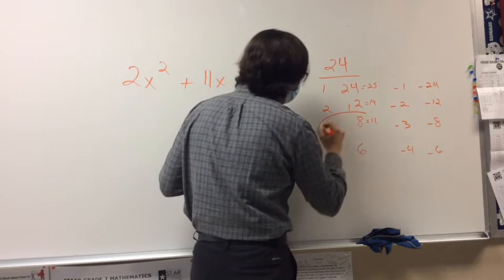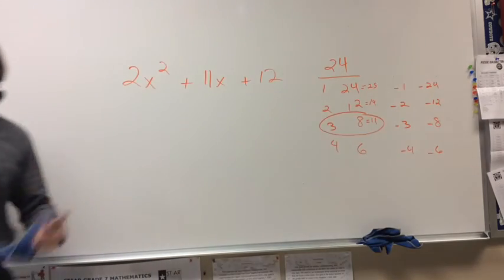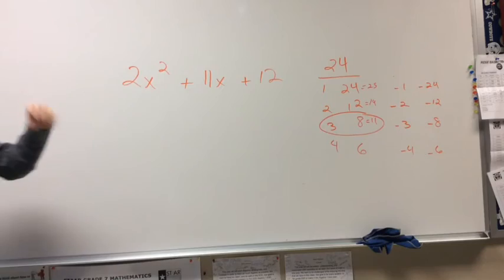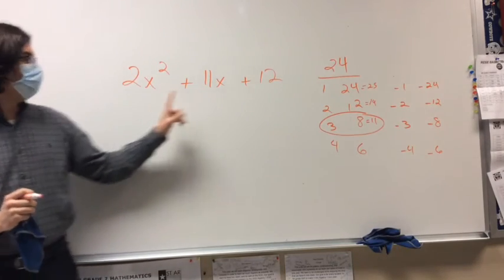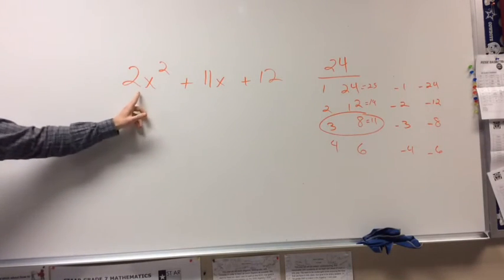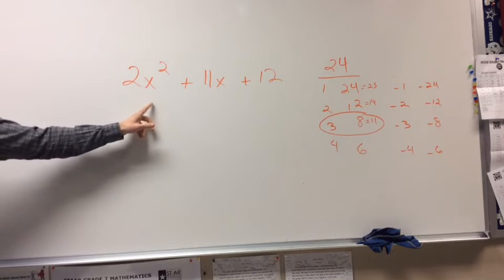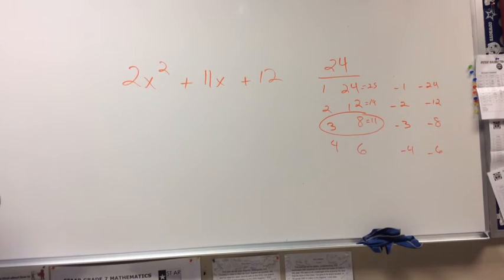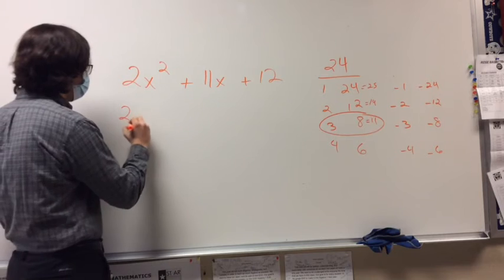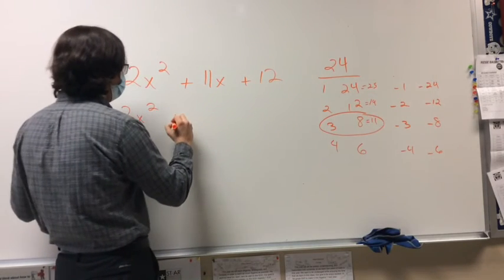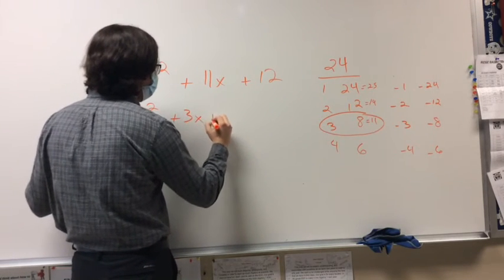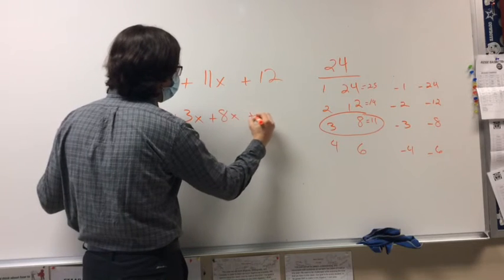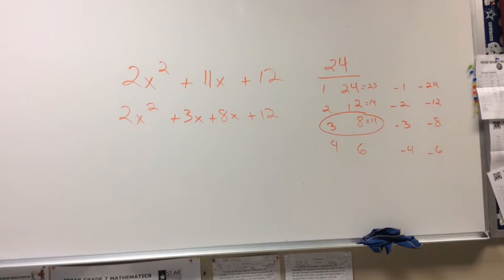3 and 8. Now here is where this changes from the last problem. The reason we cannot just put the 3 and the 8 is because this 2 is changing everything. So let me show you how we're going to rewrite this problem now. 2x squared plus 3x plus 8x plus 12.